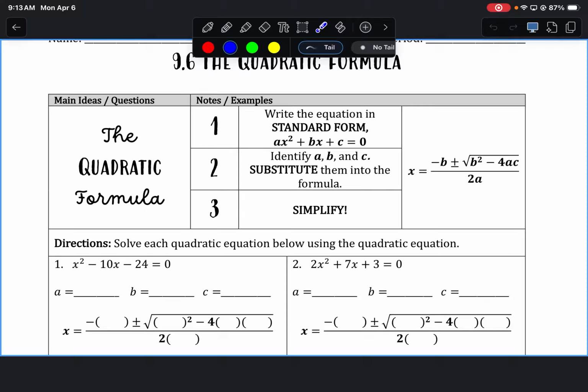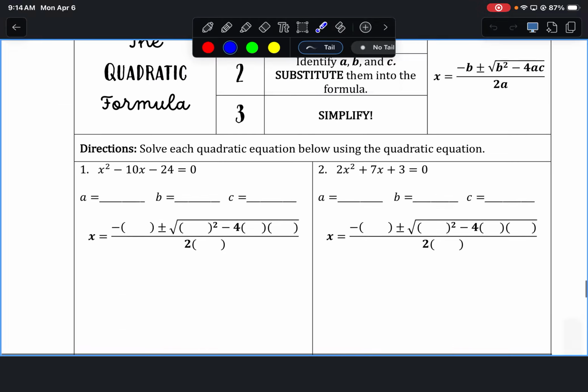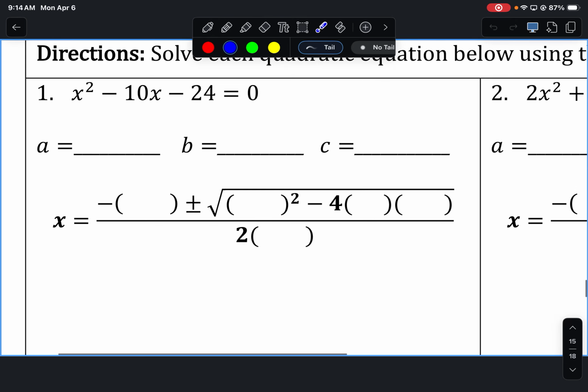What is 10 plus 14? So we have 24 divided by 2, which is 12. What is 10 minus 14? Negative 4. What is negative 4 divided by 2? Negative 2. So our solutions for this are x is equal to negative 2, 12.